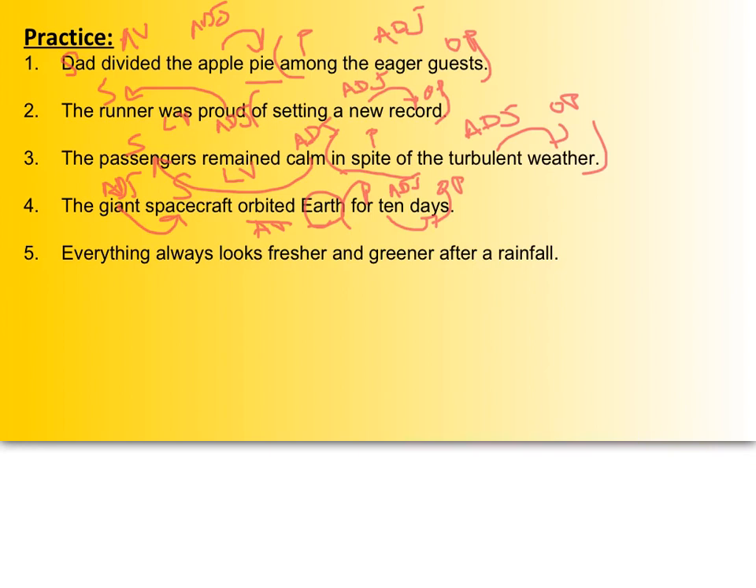Everything always looks fresher and greener after a rainfall. After a rainfall is a prepositional phrase. I like to get those marked off right away. And everything is our subject. Looks, you could also say that could be equals, everything equals fresher and greener after rainfall, or everything was or is fresher and greener after rainfall. So I'm going to mark that as a linking verb. And I've got two adjectives that are modifying everything. So I'm marking those both as adjectives.